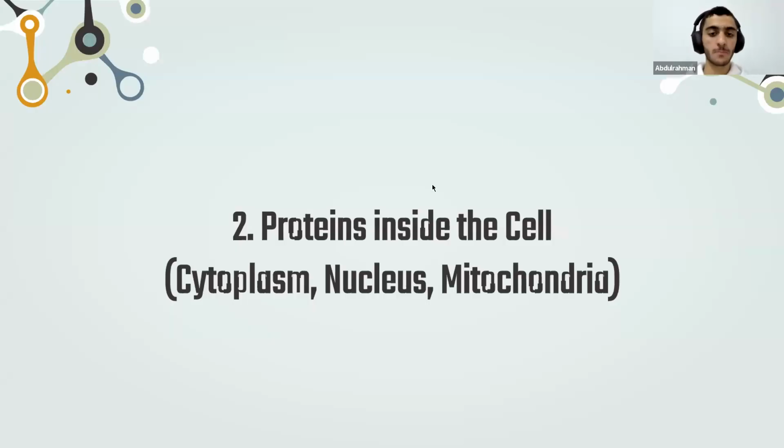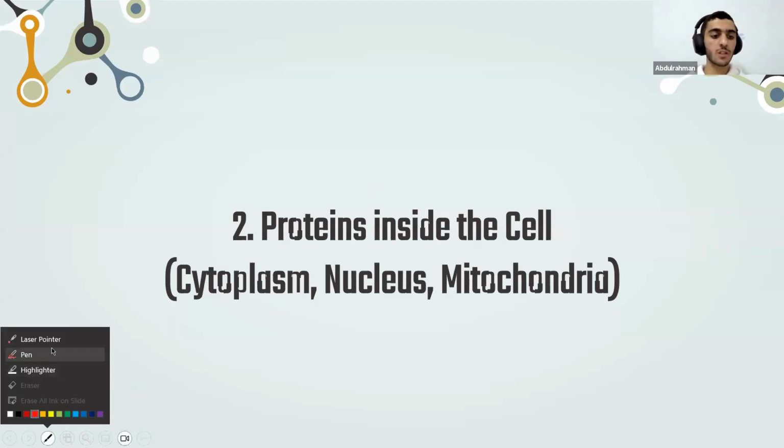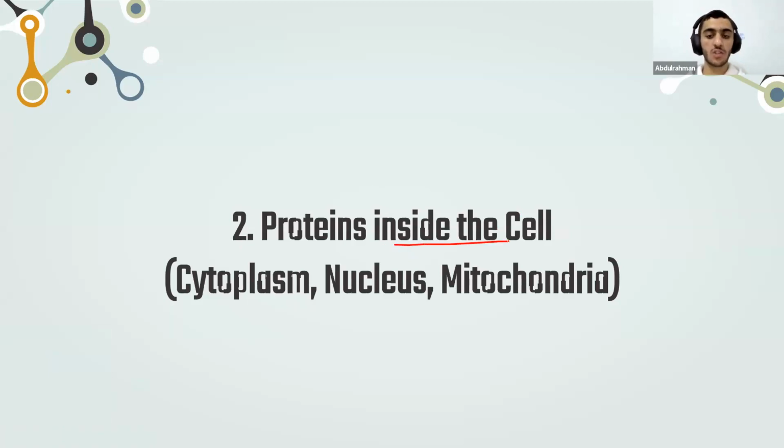All right, so for the next part of the lecture, we're going to be discussing the proteins that are going to be inside the cell. So where we might need these proteins, we might need them in the cytoplasm. And what is an example of a protein inside the cytoplasm? Honestly, you don't need to know anything. Basically just think of enzymes. So enzymes inside the cytoplasm.